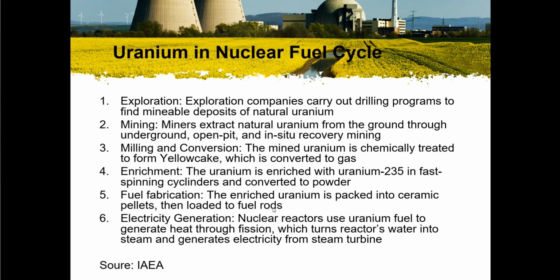The enriched uranium is packed into ceramic pellets, then loaded into fuel rods, and these fuel rods then go into the nuclear reactors and produce the energy, right? So then it produces electricity. The nuclear reactors use uranium fuel to generate heat through fission. Again, the one that can produce this fission is the U235 isotope. That's why you need more of this U235 in the fuel rods, so that it can be used to generate heat through the fission, right? Then it turns the reactor's water into steam, and generates electricity from a steam turbine. So this basically is the process from the exploration stage all the way until it is used in producing electricity, right? So that's the cycle of the uranium.